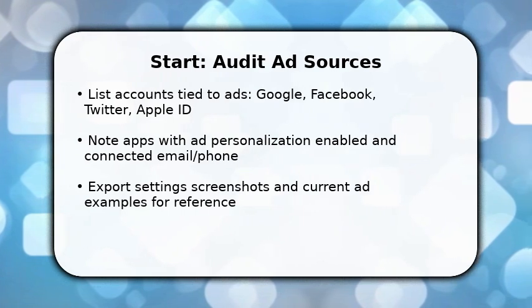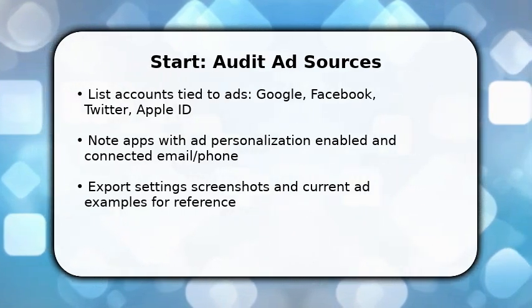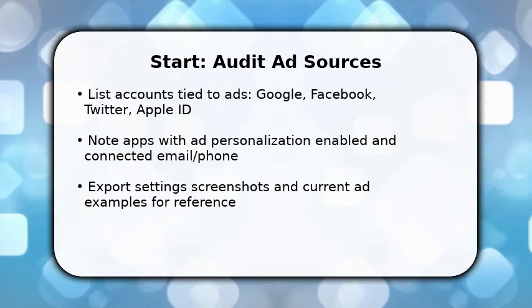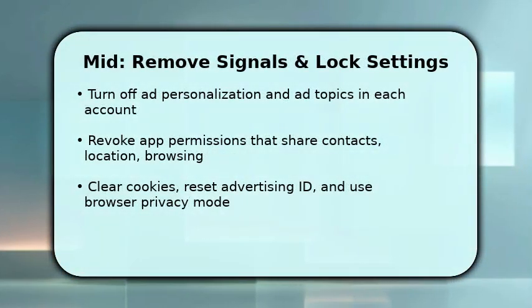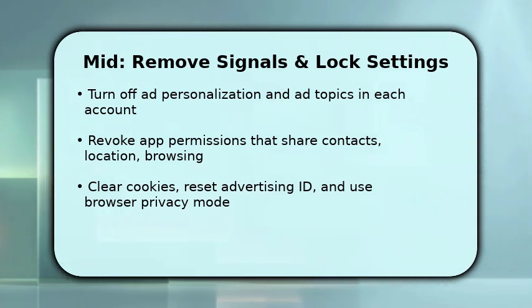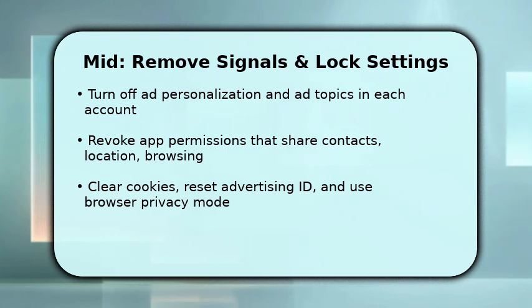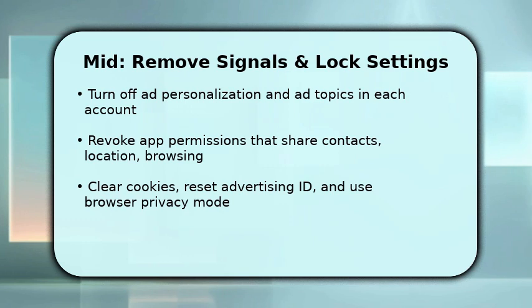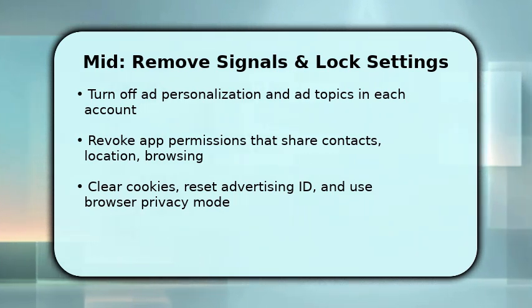You now remove the signals companies use to personalize ads. In each account, turn off ad personalization and clear ad topics, then revoke app permissions that share contacts, location, or browsing history. Once these are revoked, clear cookies and cached identifiers, and reset the device advertising ID. Use browser privacy mode for further testing. Make sure to change passwords and enable two-factor where needed so third-party access can't reintroduce data. These actions cut off the inputs that create targeted ads.